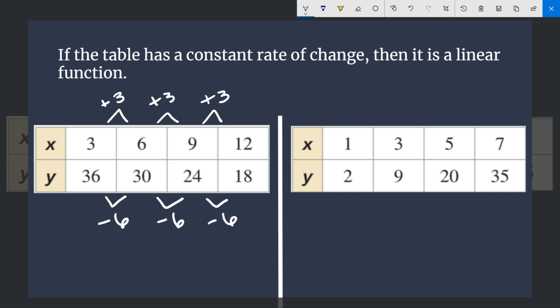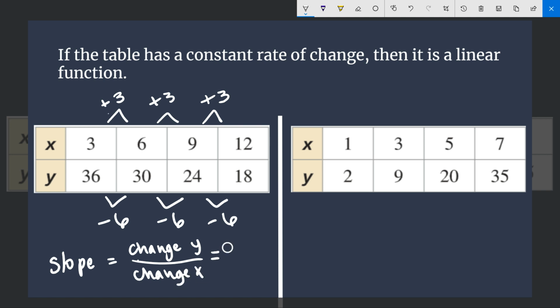We can even use this change to calculate what the slope will be. The slope is going to be the change amount in the y variables divided by the change amount for the x variables. So the change in y is -6, the change in x is +3. When you divide that, we would get -2 would be the slope of this function.